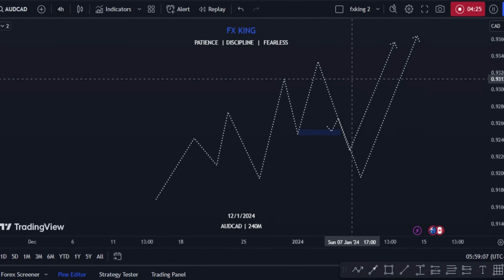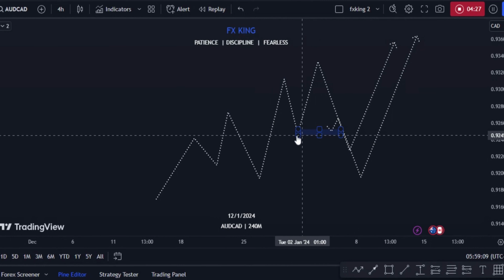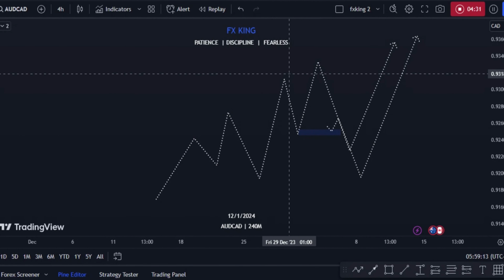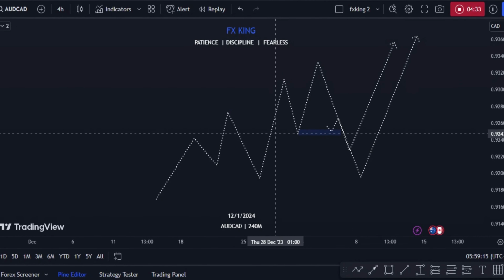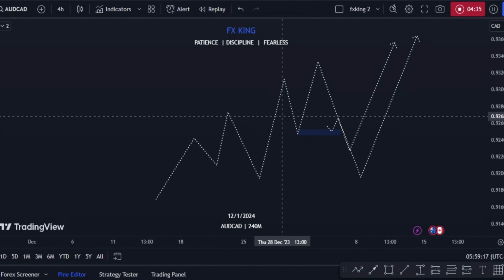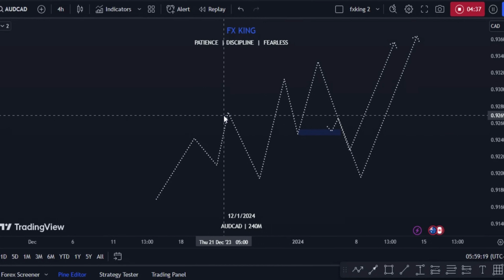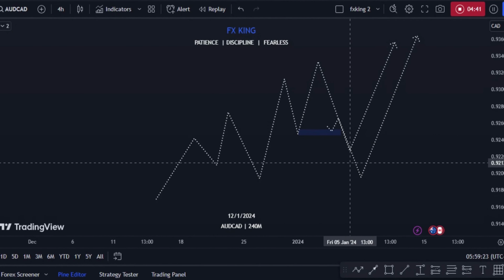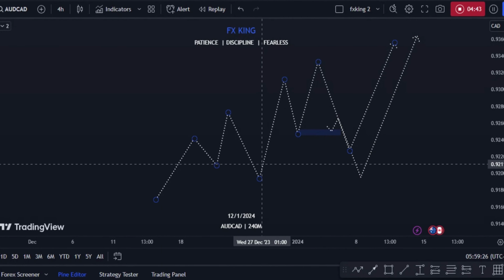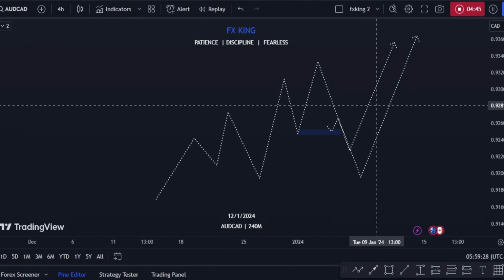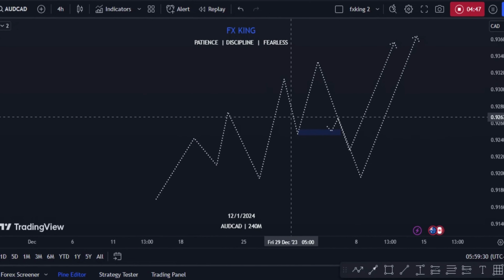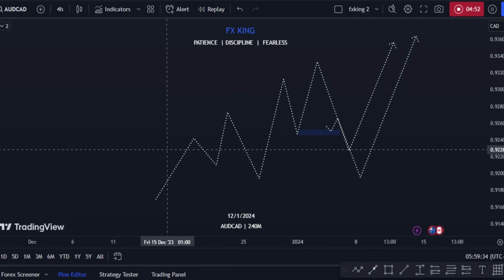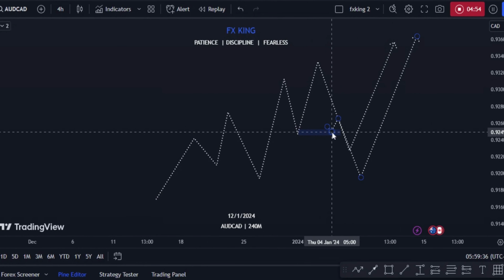So how do you avoid getting trapped here? The only thing you need to do is identify your inducement and their valid break of structures. Then you have the market 70% of the time right. Yes, this is the secret behind all the other strategies that they're teaching you, all the other SMC strategies. This is the secret behind it.